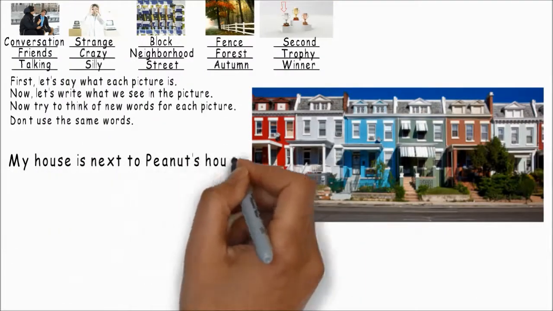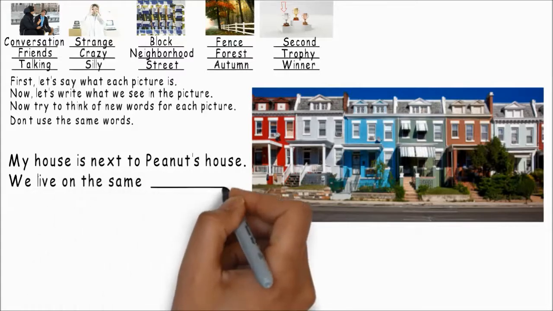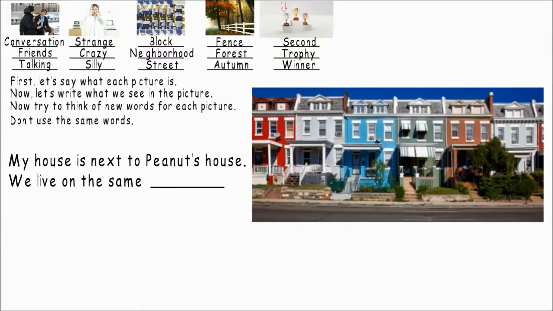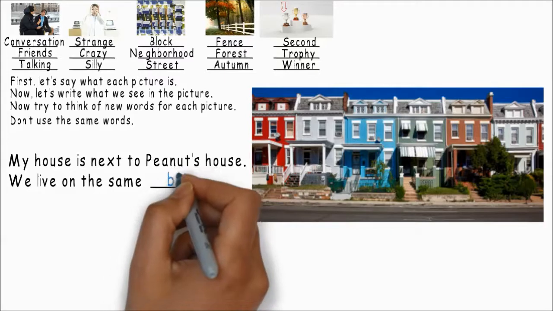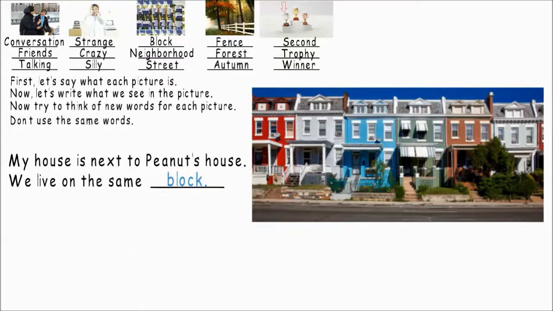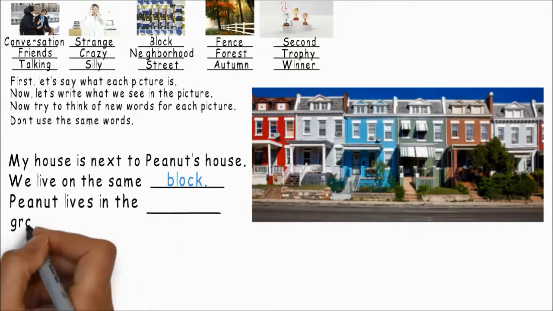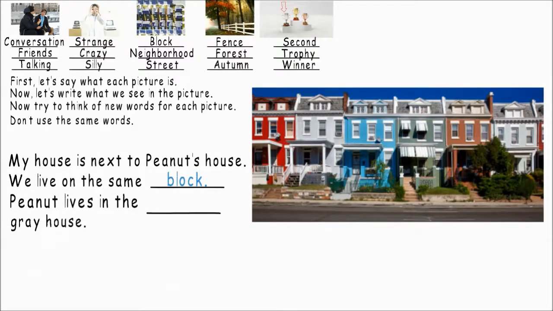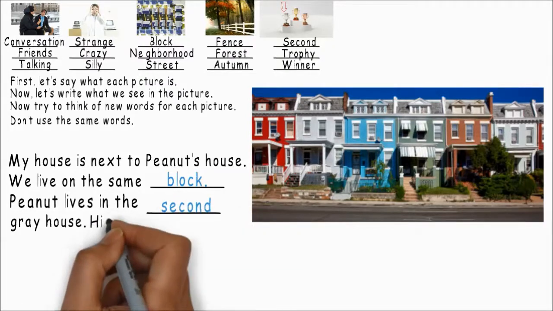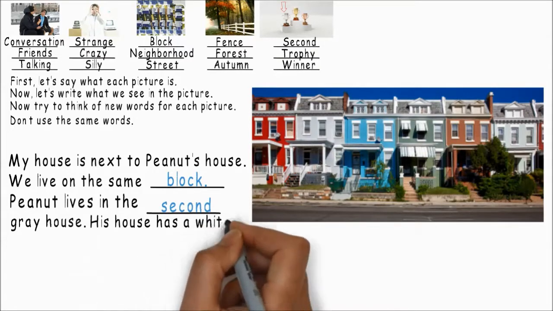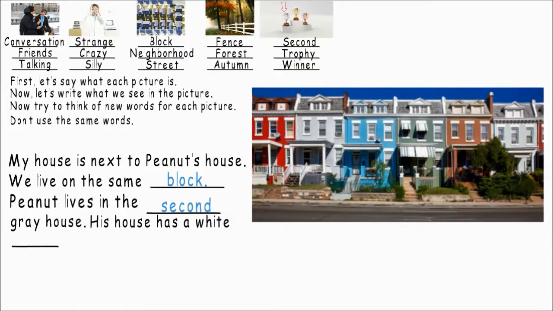My house is next to Peanut's house. We live on the same block. Yeah, you could say street, but block is right too. Peanut lives in the gray house. Peanut lives in the second gray house. His house has a white, what do you see there? His house has a white fence. Yeah, there's a fence.